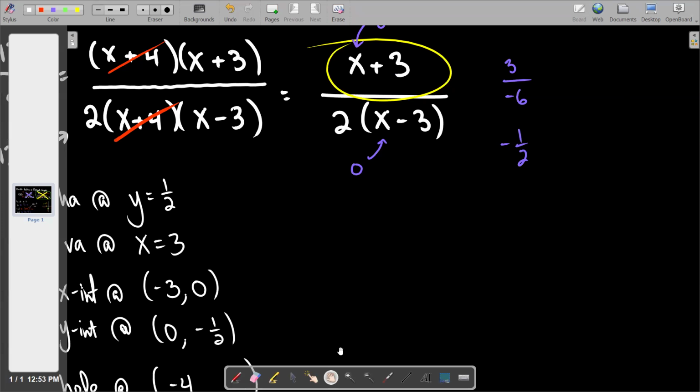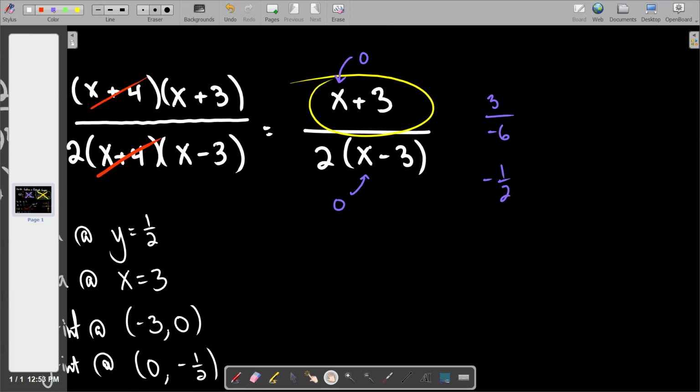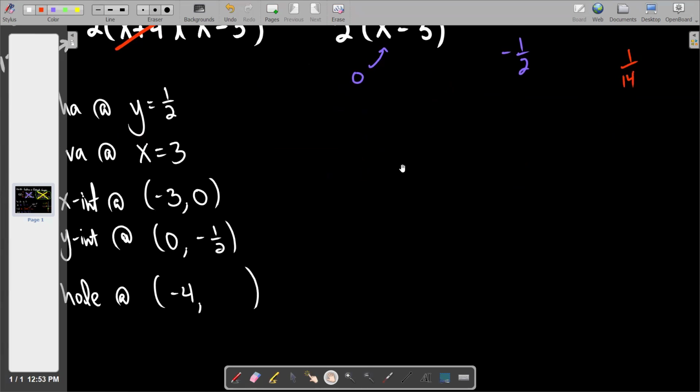So if you take -4s now and put them where the purple arrows are on top, what's -4 plus 3? -1. And on the bottom, what's -4 minus 3? And what's 2 times -7? -14. So that reduces to 1/14. When you do get around to graphing these, which we're not going to do today, you'll see that it'll make sense why these things are where they are. They fit real nice with the curves. But there's a hole at (-4, 1/14), which is almost imperceptibly above the x-axis, just slightly above 0.